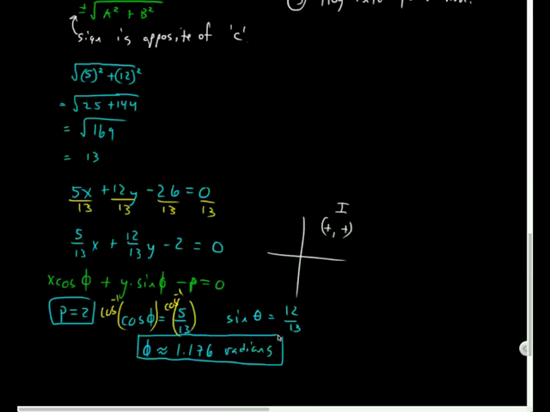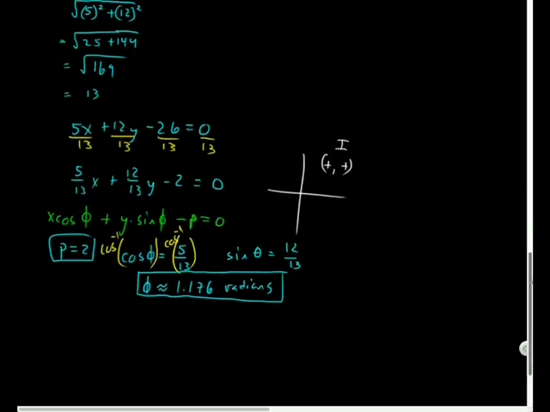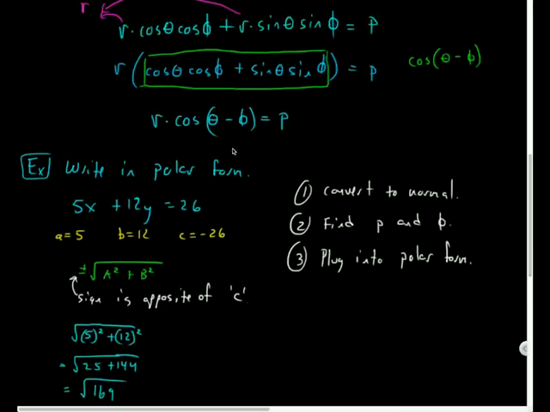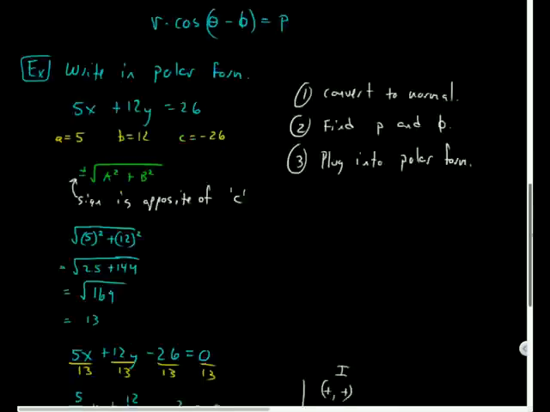And if I did determine that I was in another quadrant, then this would have just been my reference angle, and I'd have to either add or subtract it from 180, or subtract it from 360, in order to get the appropriate quadrant for it. So I know the value of p, I know the value of phi. Now what can we do with that? I've just done step 2 here: plug into polar form. And polar form is this guy right here.